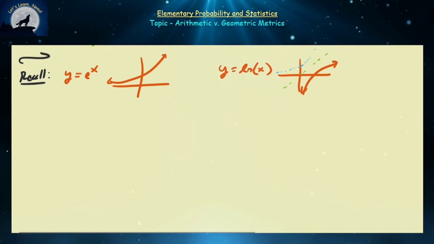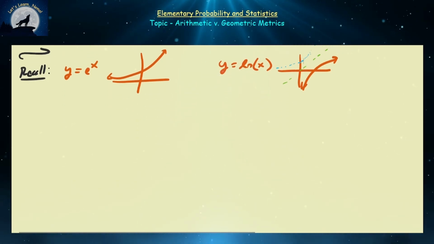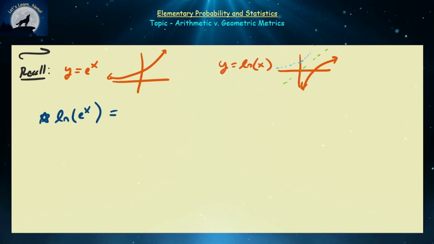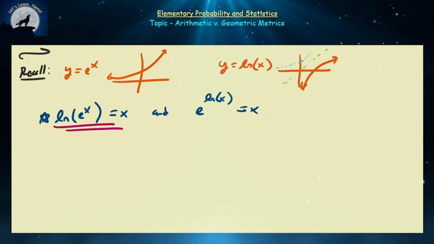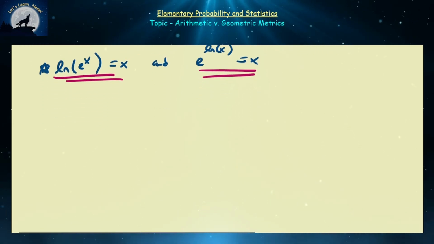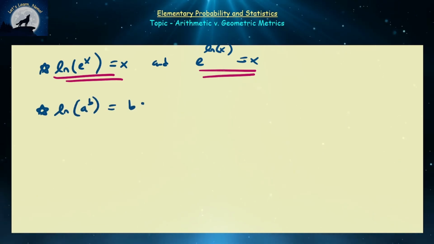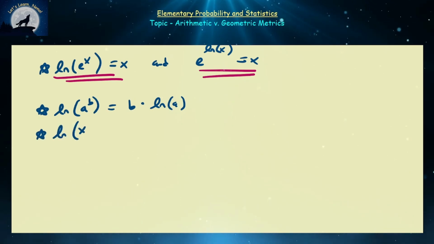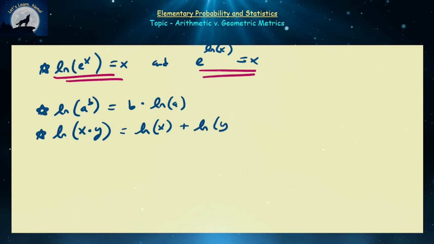And the compositional connection between these is the following. The natural log of e to the x is the same as x, and we also have that e to the power of the natural log of x also is equal to x, right? So that's the inverse property between e to the x and natural log of x. And some important properties for the natural log is that the natural log of a to the b would be equal to b times the natural log of a. Another property that's very useful is that the natural log of x times y will be equal to the natural log of x plus the natural log of y.